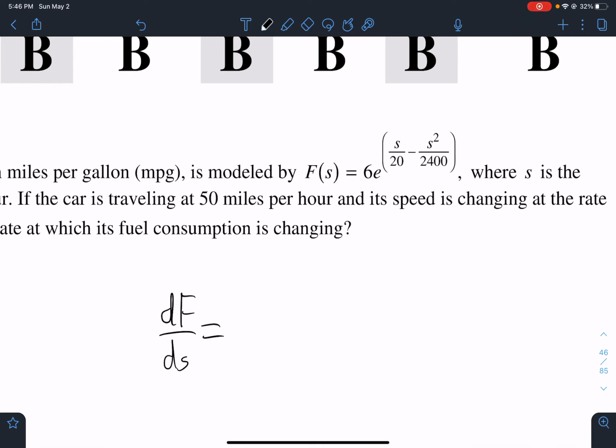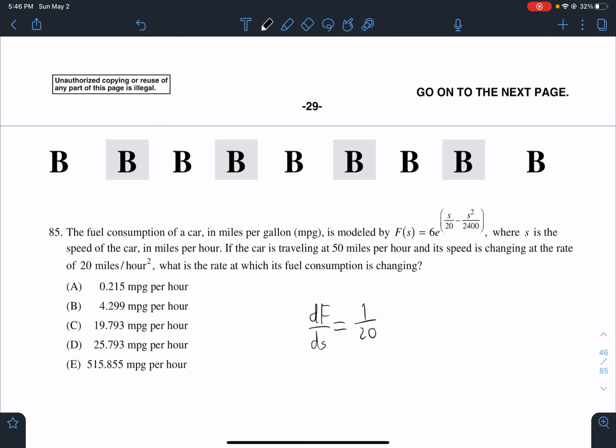So first, let's multiply by the chain rule. The derivative of s over 20 is going to be 1/20. But we have to remember that s, its speed, is changing at the rate of 20 miles per hour squared, so we have to put ds/dt in there as well, because of the chain rule. S is not a variable like x, where it stays constant in the problem. s is changing, so we put ds/dt in there.